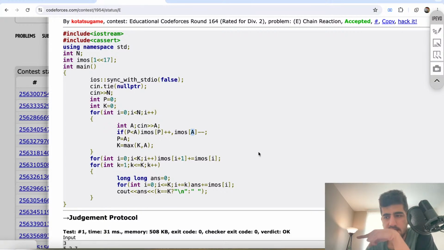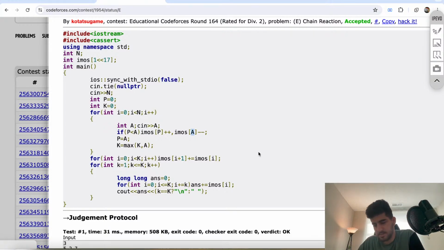If p is less than a, IMOS of... So you know how many, okay. Oh, I think I'm getting some insights.